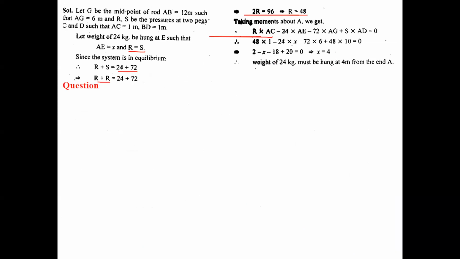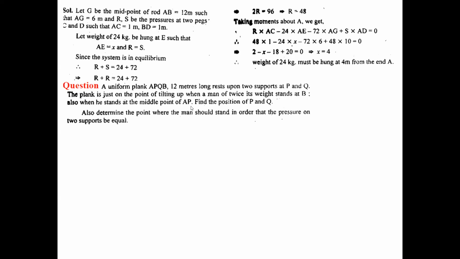So I have made this equation. For R, it is AC, the magnitude of R is 48, and AC is 1. For 24, it was in clock sense, so taking negative sign, and AE distance was X. For 72, it was in clock sense, so taking negative sign, and its distance AG is 6, the middle point, and S, which is also 48, and its distance was 10. Simplifying this equation, we get X equal to 4. So weight of 24 kg must be hung at 4 meters from the end A. So this is all about this question.